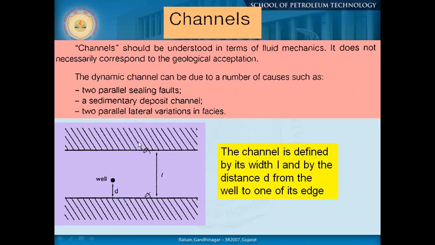So you may have a channel of sedimentary rocks with porosity and permeability where you have your well, but these two layers are not related to your flow, or they are not supporting anything. So two parallel lateral variations in facies. Physically they are different in nature and they are not supporting your flow in the well. The channel is defined by its width L and by the distance D from the well to one of its edges. So now you see you have two sealing faults, or you can say permeability barriers, where there is completely closed permeability, or no support.